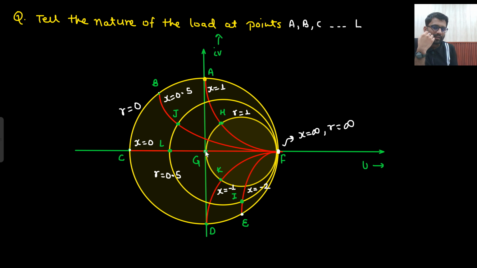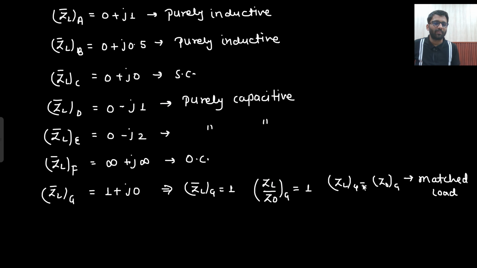Right? Matched load. Now if I join this point to the origin, then this will be my gamma L. If I join the point G to the origin, what will be the modulus of gamma L? That will be 0 only, no? Why is that so? Because G is at the origin only. You are joining point A to point A, so what will be the length? Zero length only. So the modulus of gamma L should be 0 only. And for matched load, what is the modulus of gamma L? 0 only.